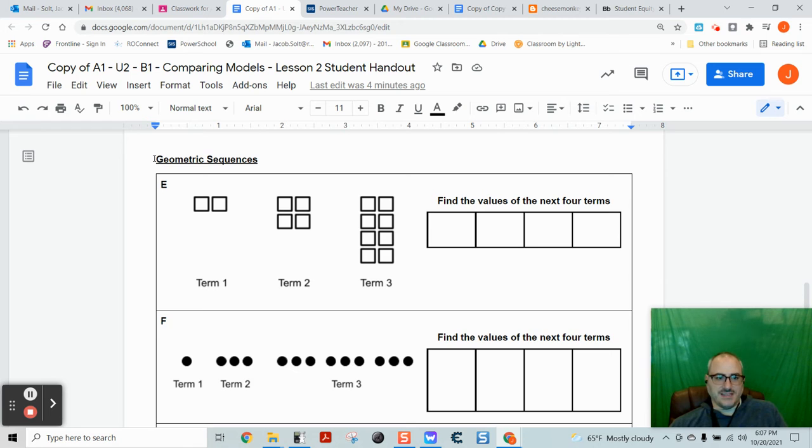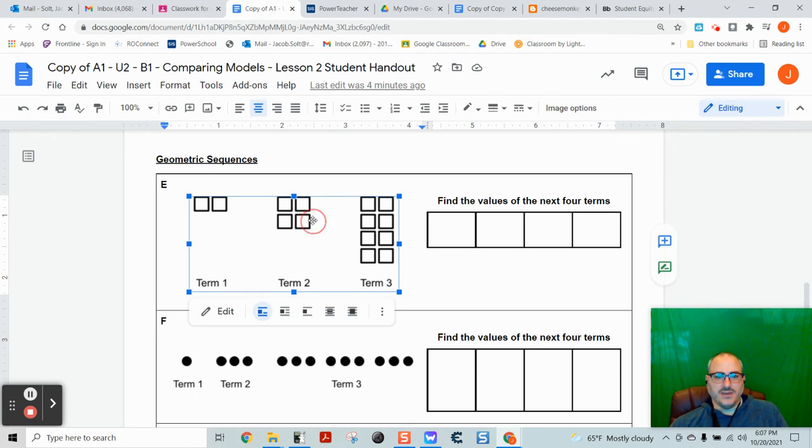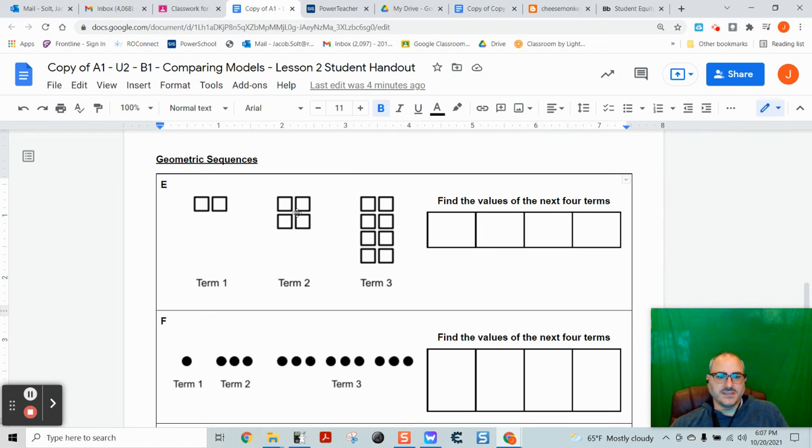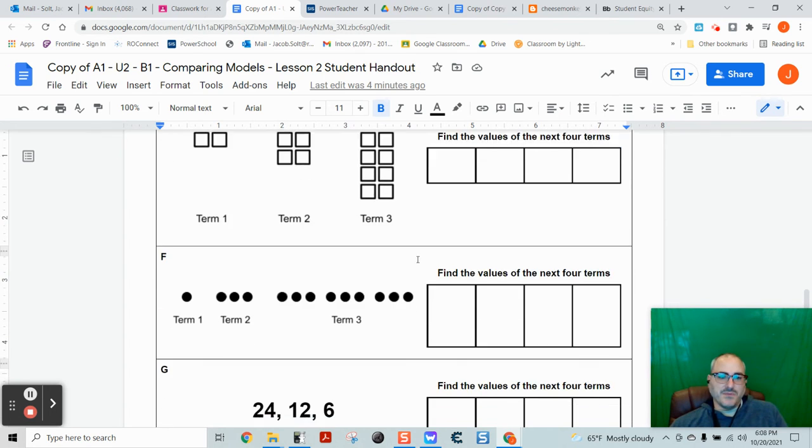It's a geometric sequence, so I'm probably multiplying, right? Multiplying or dividing. 2 times 2 is 4. Okay, that works. 4 times 2 is 8. Oh, that works. That's what we're doing. We're multiplying by 2. What's 8 times 2? That would go here. And then take this number and times that by 2. It'll go there. Keep doing that, and you'll have all the next 4 terms. Pause me if you need it. Otherwise, let me move on to G.